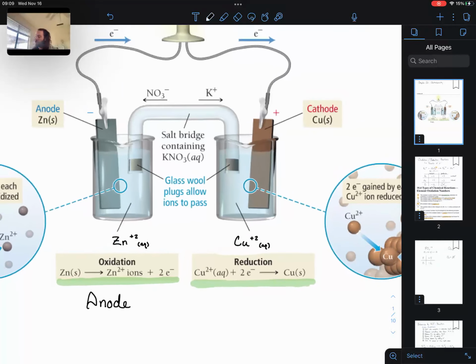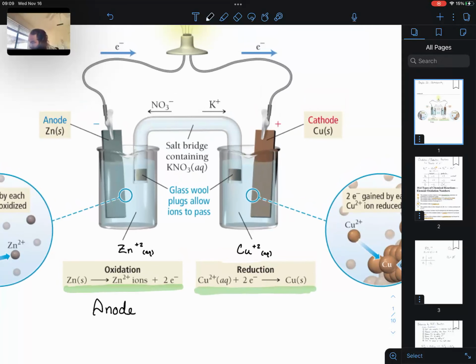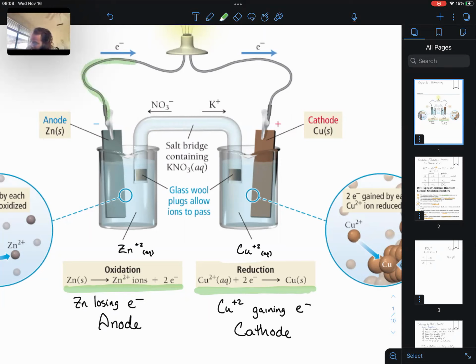Okay. And because the copper is gaining electrons, and actually we can just say this explicitly, right? So zinc losing electrons, that makes it the anode. Copper 2+ gaining electrons, that's what we call the cathode. Okay. And our electrons are then going to flow from the anode to the cathode.